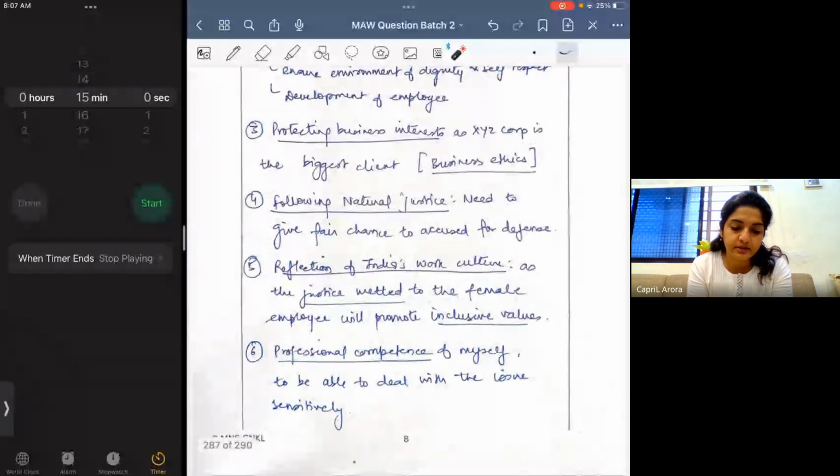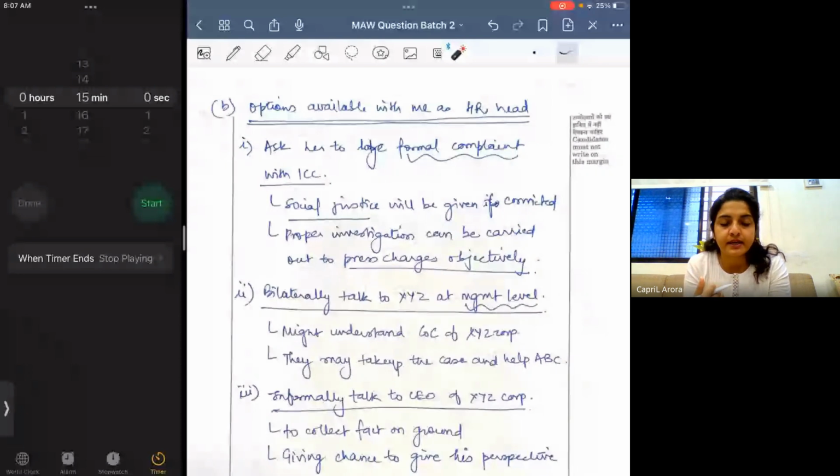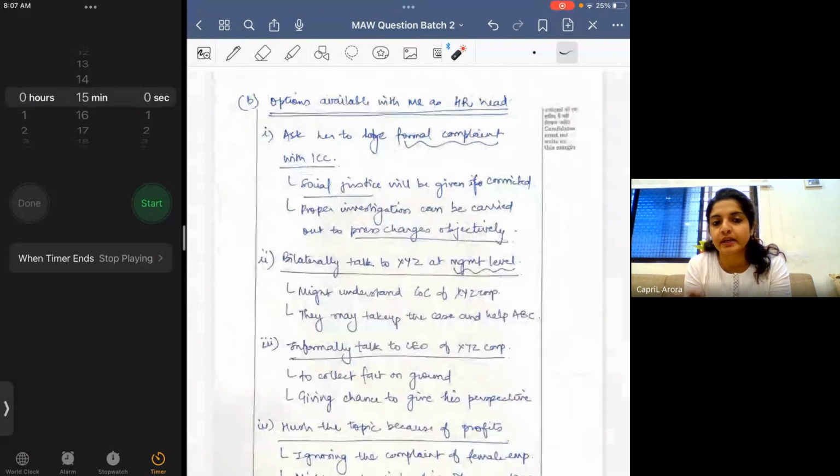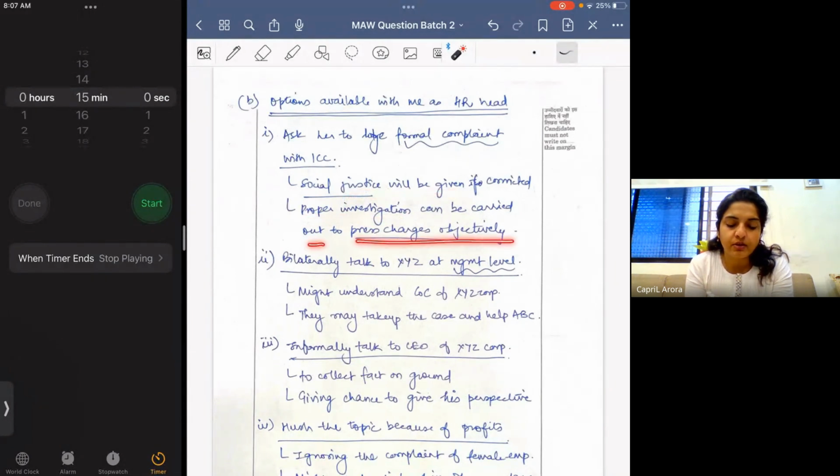Chalo, next, what are the options available to me as the head of HR? Ask her to lodge a formal complaint with the internal complaint committee. These are some of the options. I did not evaluate them on merits and demerits, but I gave some of the merits or demerits that can be created according to each option. Social justice will be given if convicted. Proper investigation can be carried out to press charges objectively, right? Fair things will happen if the ICC complaint is lodged.